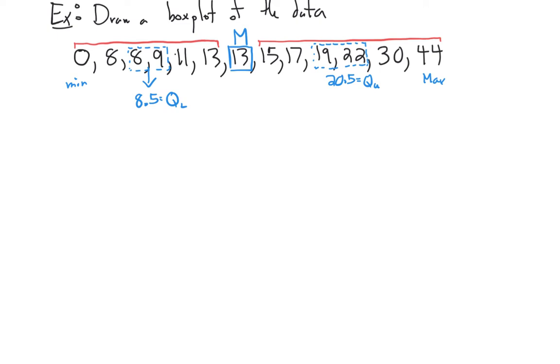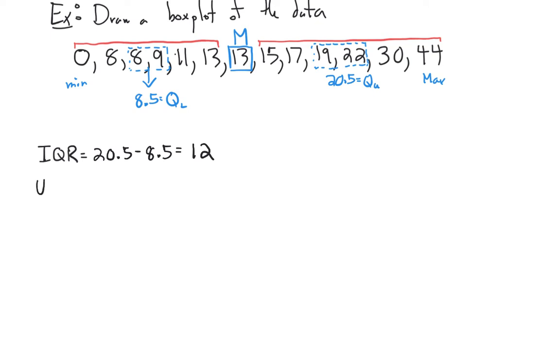Okay, so let's determine if there are any outliers. We did step 1. Step 2 is determine if there are any outliers, because we need to put stars on our plot where there are outliers. So we need the interquartile range. The interquartile range for this data is the upper quartile 20.5 minus the lower quartile 8.5. So 20.5 minus 8.5 is 12. Our interquartile range is 12.